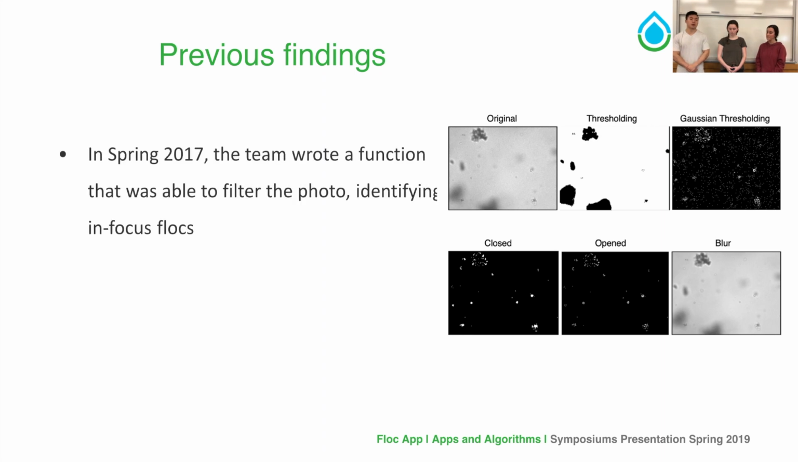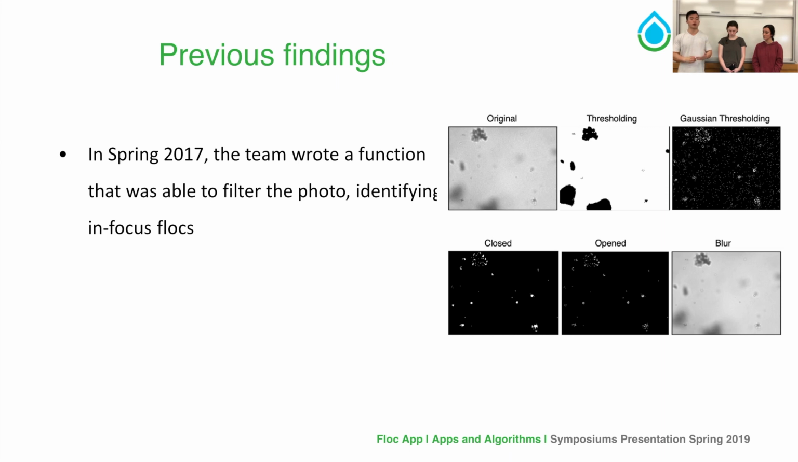In the past, the Floc app subteam has developed two main things. The first component is a script that counts and identifies the in-focus flocs. Now this involves a system of complex filters and thresholding. Thresholding is a procedure in which we can convert grayscale images to binary photos, so photos that contain only black and white pixels.